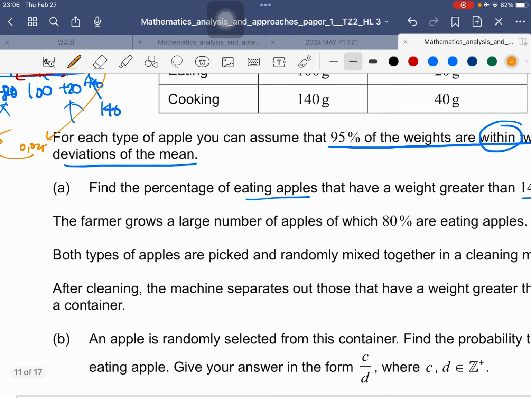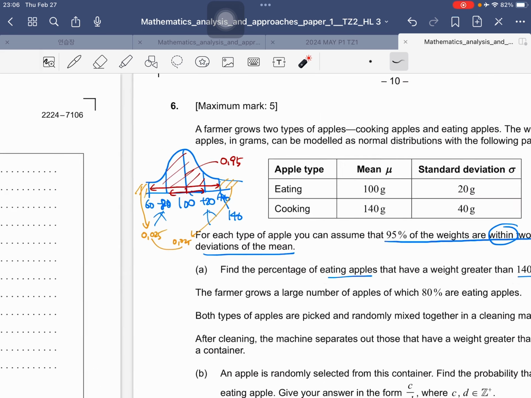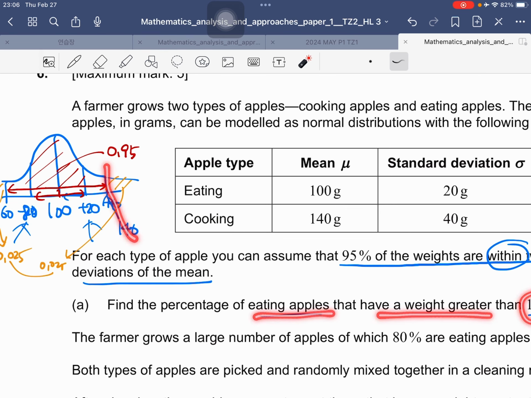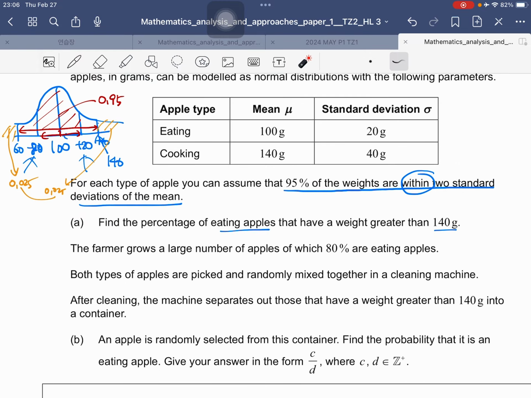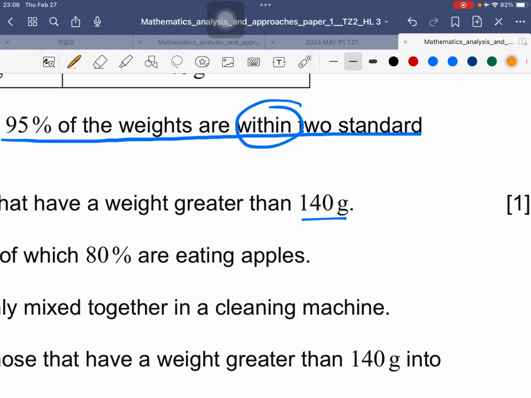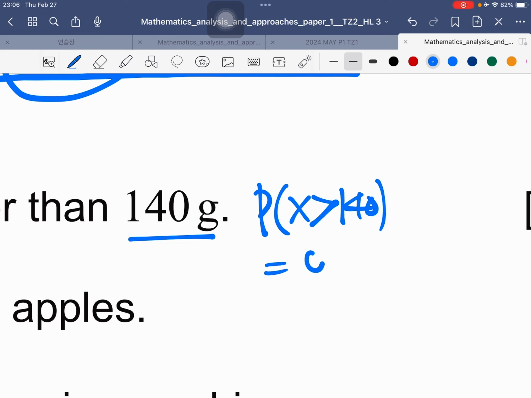Okay. Find the percentage of eating apple that have weight greater than 140. Greater than 140 is here, greater than this sector. So greater than this sector is going to be 0.025. So the answer is the probability that x is greater than 140 equals 0.025.